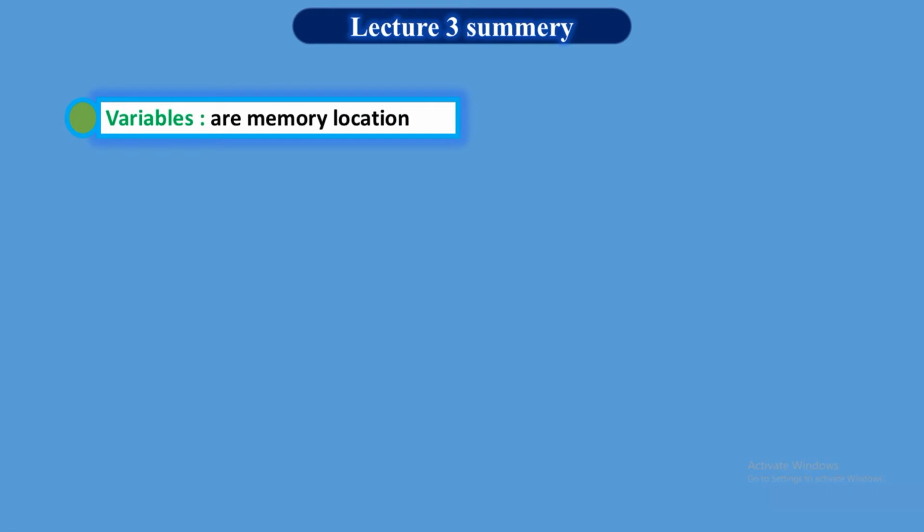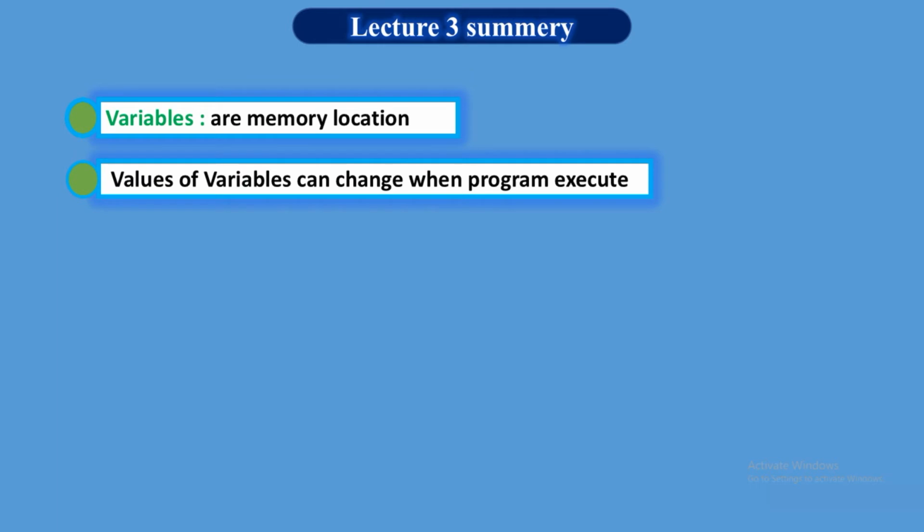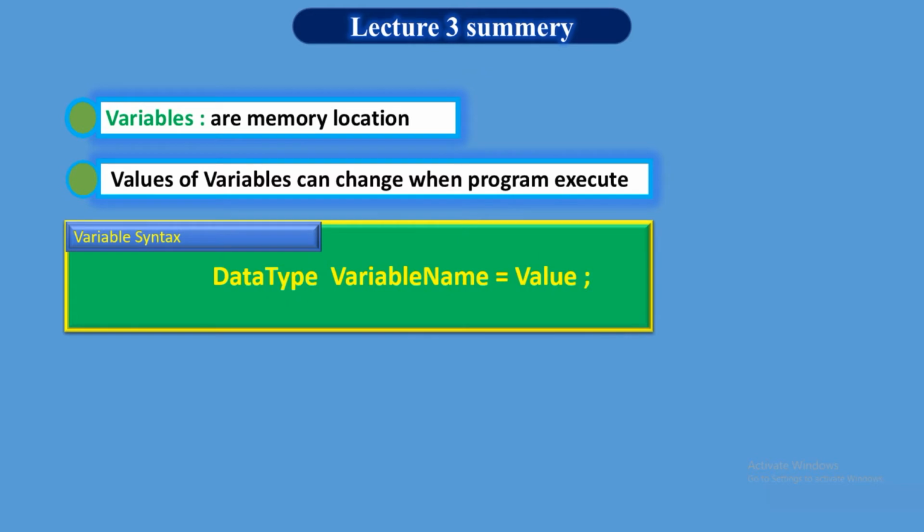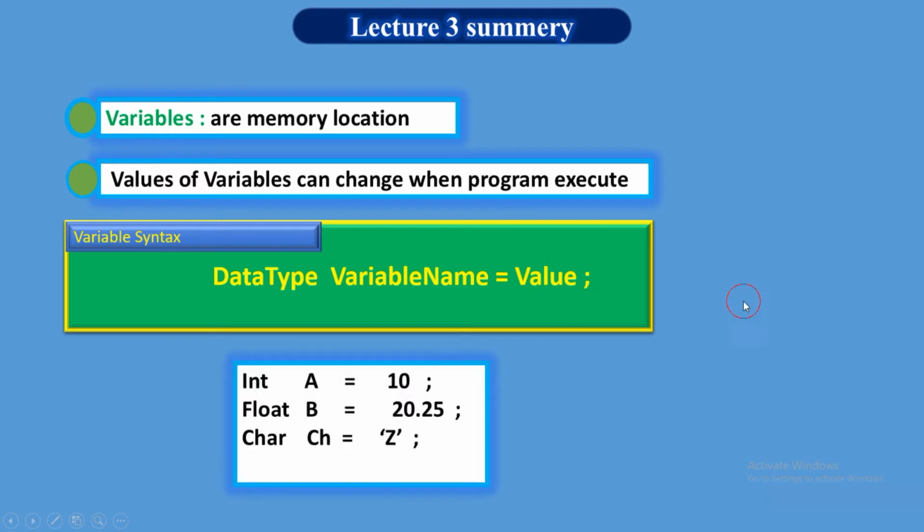In lecture 3, we learn about variables. Variables are memory locations where our data is stored when a program executes. The value of variables can change during the program execution. The syntax of a variable is: datatype, space, variable name, equal to, value, terminator.